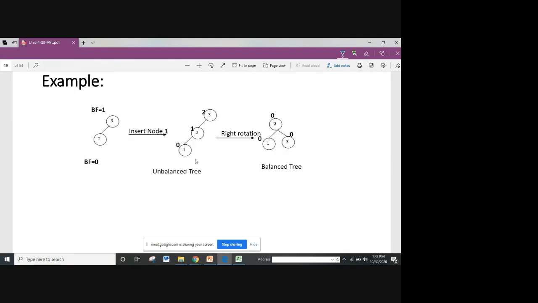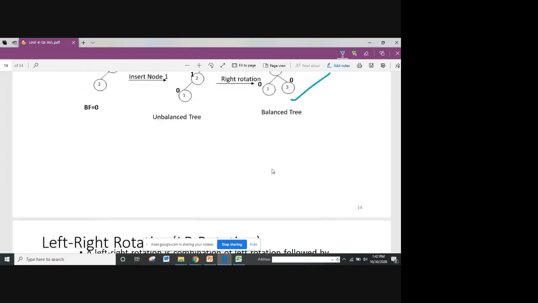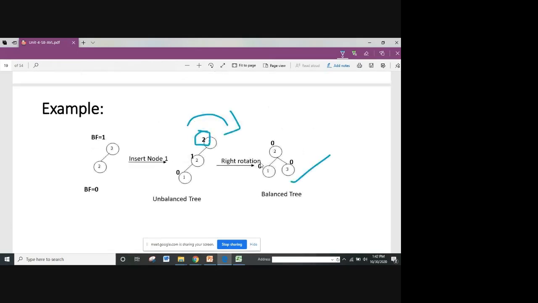Now I calculate the balance factor. The height is 2, so 2 minus 0 is 2. So when I check the height, this is an unbalanced tree, so rotation is compulsory. Because I have inserted to the left, I will do the right rotation. Right rotation means just 2 will come to the right side of 3. Now check it. All are zeros, balanced, as well as satisfying the binary search tree conditions. Okay, so this is your LL and RR rotation.